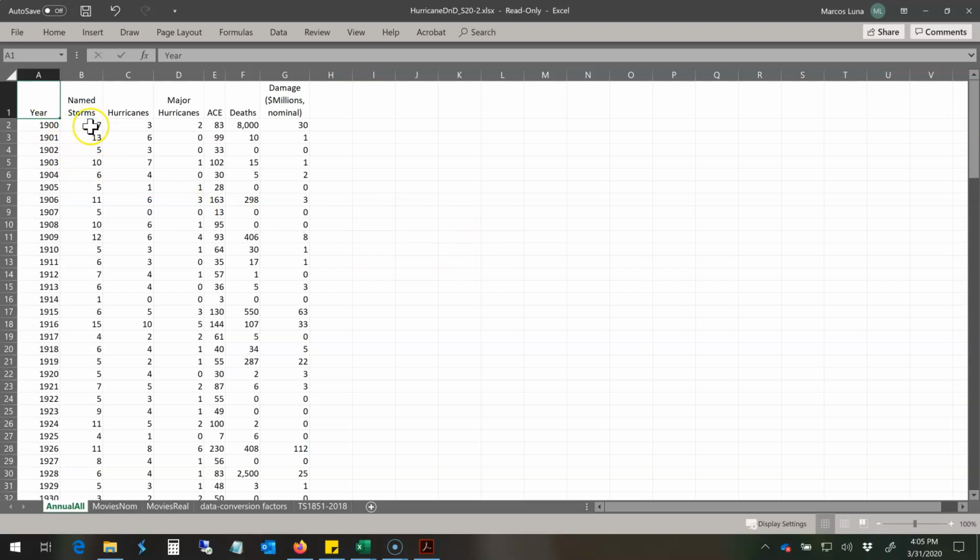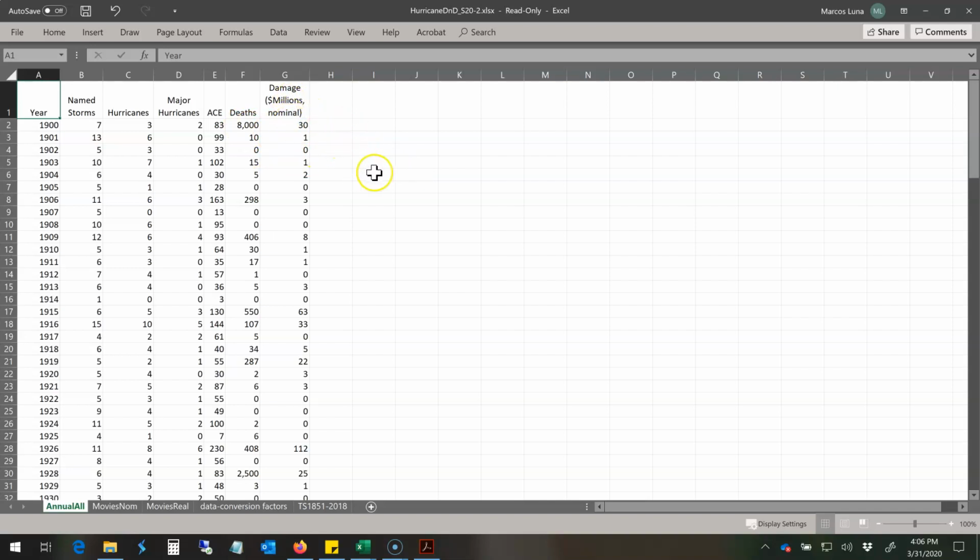We have the number of named storms each year, the number of hurricanes each year, the number of major hurricanes, the accumulated cyclone energy index, which we're not going to use, and now we have the number of deaths from tropical cyclones in that year. These are from North Atlantic cyclones. And then also new, we have damages, and the damages are described as being in the millions.